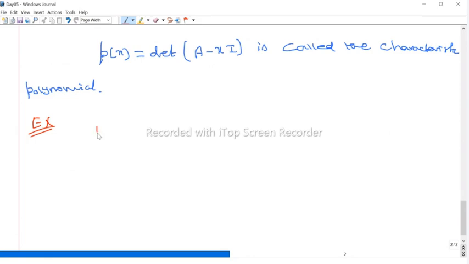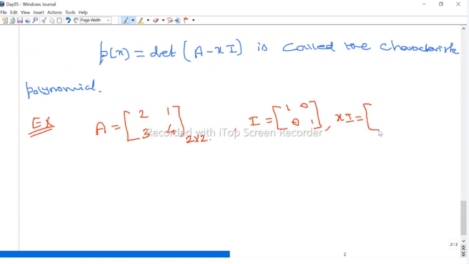So first we take a 2 by 2 matrix. Suppose we take A equal to 2, 1, 3, 4, like this. So this is a 2 by 2 matrix. Okay. Now, what is A minus xI? I is nothing but the 2 by 2 identity matrix. We can take 1 0 0 1. Now what is xI? We have to multiply x to each term of the matrix. We get x 0 0 x.